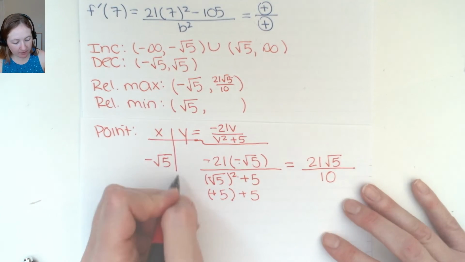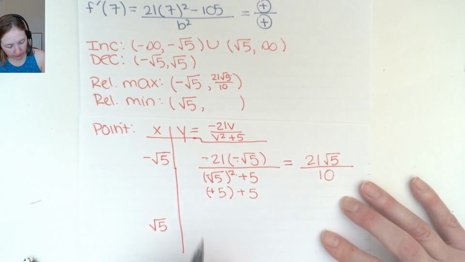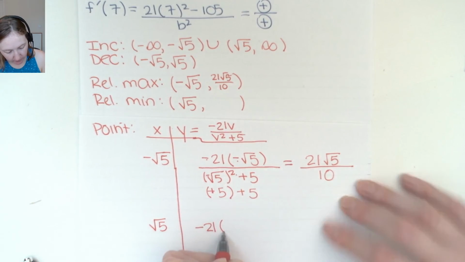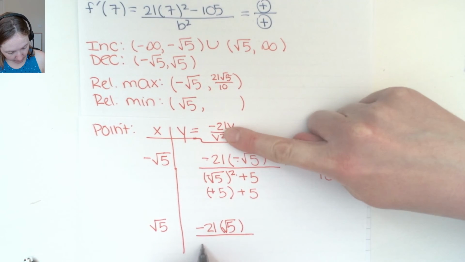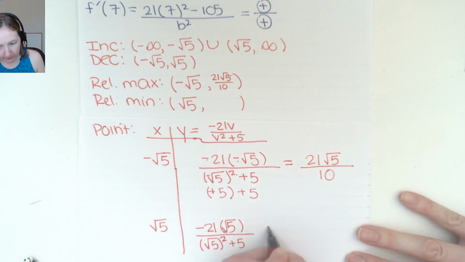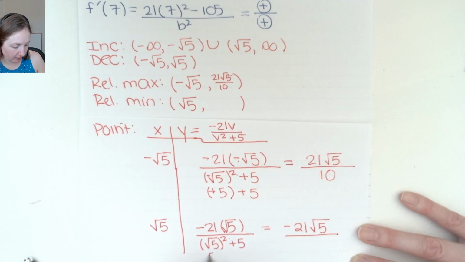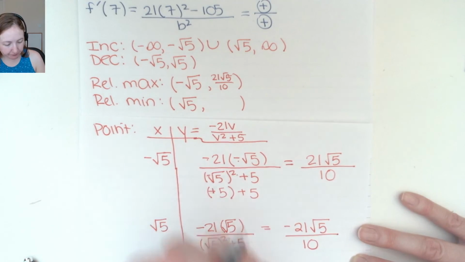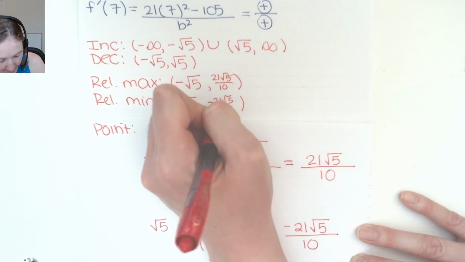And you'll do the same thing for the relative min point where you have square root 5. You're going to have negative 21 times the square root 5 over square root 5 squared plus 5. And that will give us negative 21 square root 5 over, the square root squared cancels, plus 5. And so that gives us 10. So this becomes negative 21 square root 5 over 10.